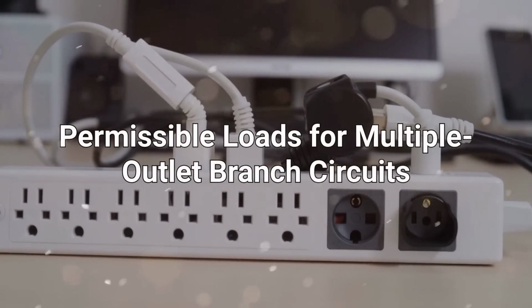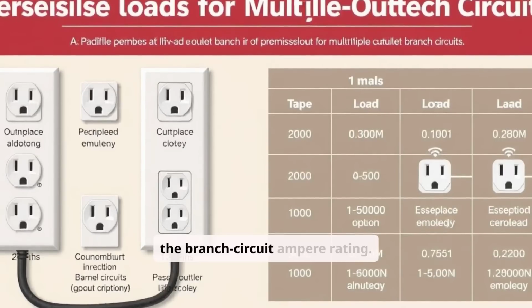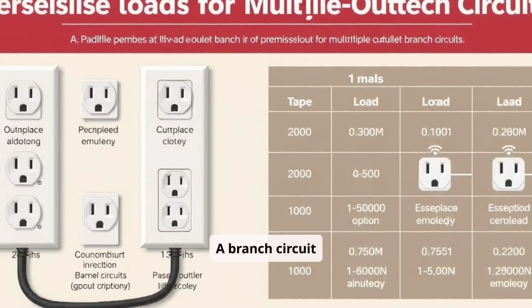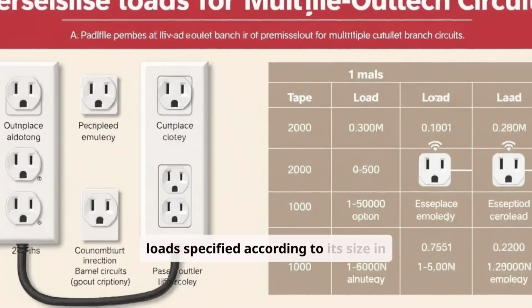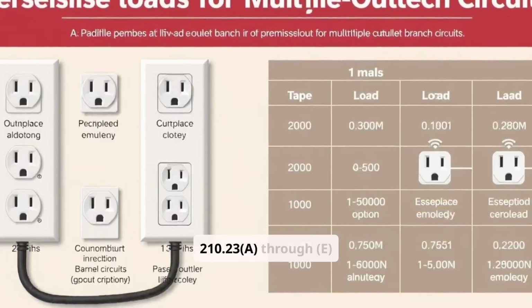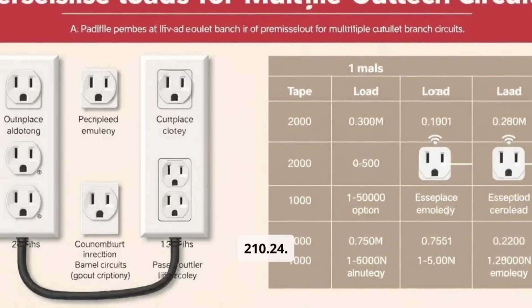Permissible loads for multiple outlet branch circuits. In no case shall the load exceed the branch circuit ampere rating. A branch circuit supplying 2 or more outlets or receptacles shall supply only the load specified according to its size in accordance with 210.23(A), and as summarized in 210.24.